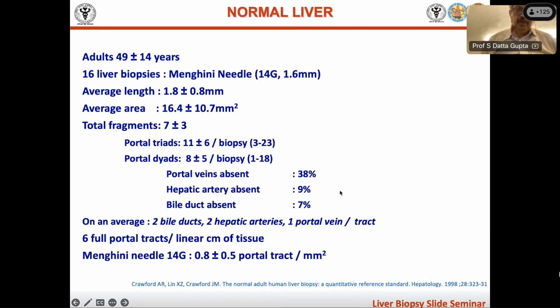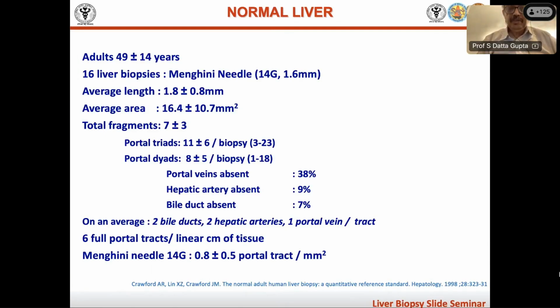Normally, if you find 10 portal tracts with arteries, at least 8 of them will have bile ducts. If it is between 5 and 8, that is, if you count 10 portal tracts with arteries and you see only 5 or 6 or 7 bile ducts, and in the remaining you don't see them, then it is suspicious for loss of bile ducts, or what is called paucity of bile ducts.